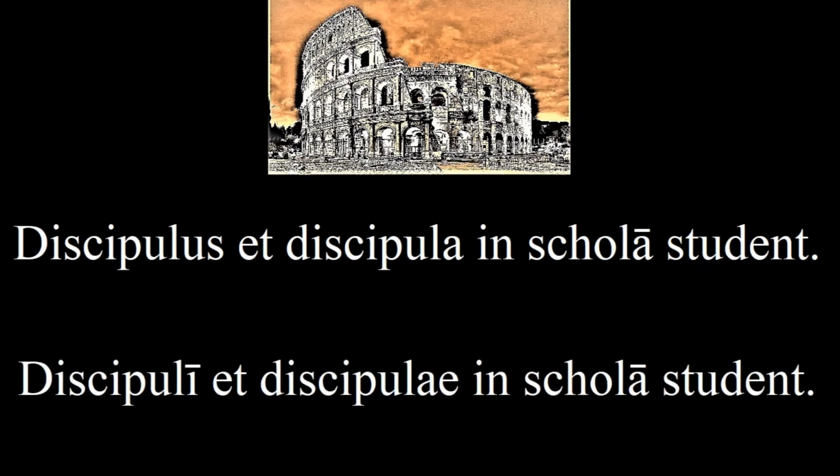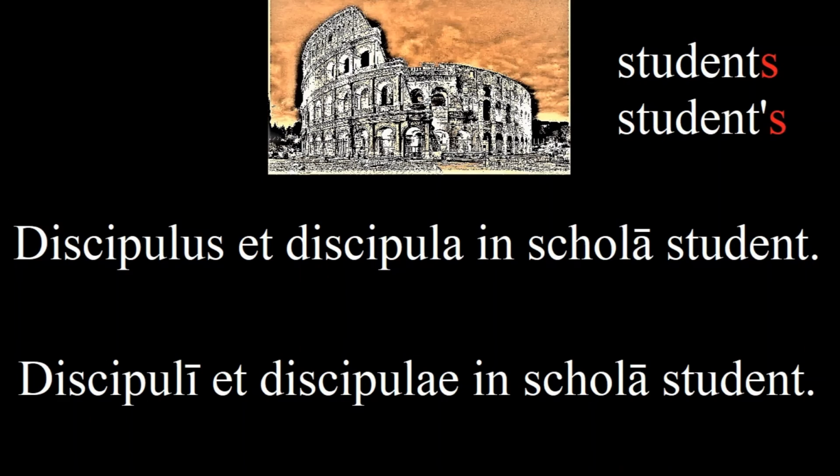Let's go back to our students now. Discipuli et discipulae in scholā student. Wait, what? We already saw this form, and it was used to say things like the student's book. Well, it's also the plural form. And oddly, the plural form in English adds an S, and the genitive form, as in student's book, adds an apostrophe S. So we can use this fact to help us remember that these two forms are the same in Latin also. Can you think of how to say the farmer's work?